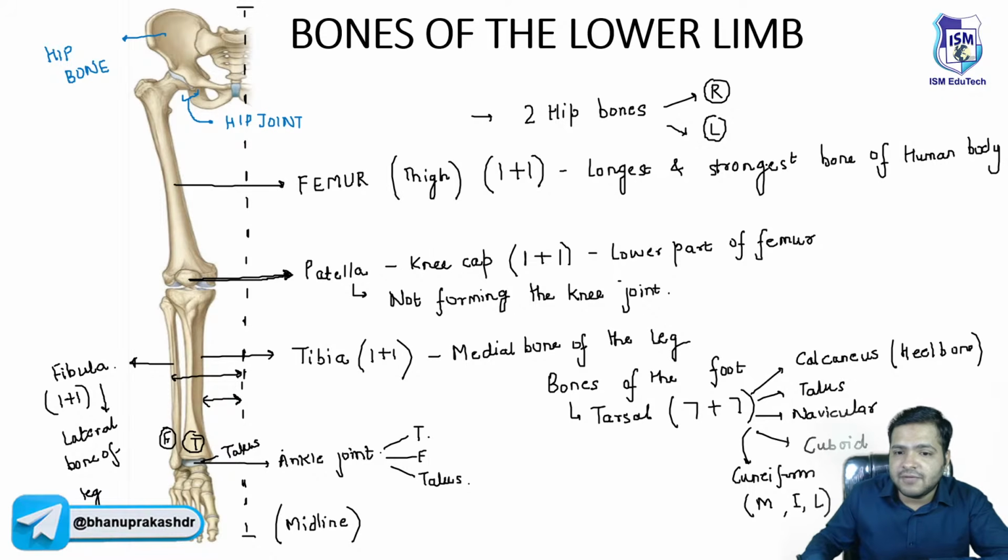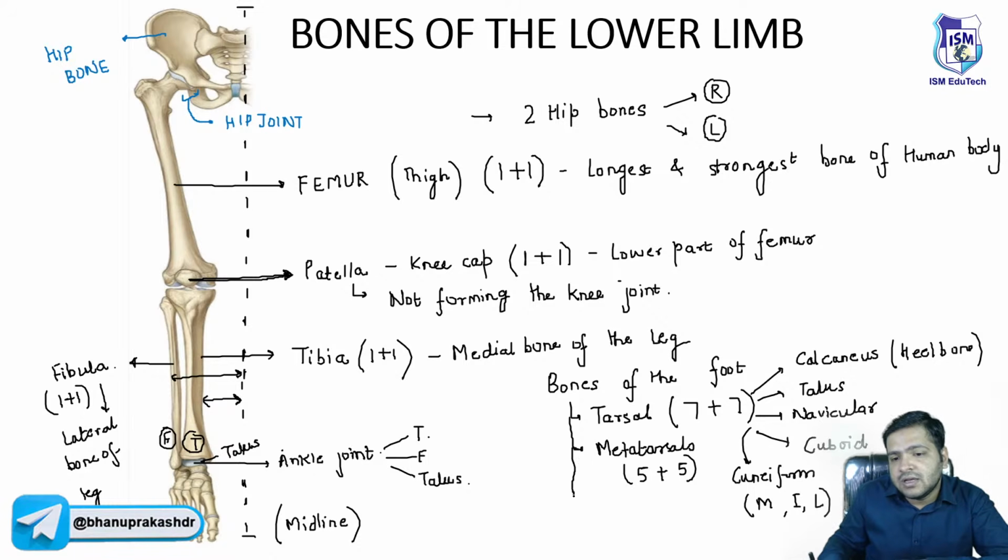So yes, we have tarsals. We have metatarsals, and these metatarsals are 5 plus 5, right? 5 in the right foot and 5 in the left foot. And then we have the phalanges, and phalanges are 14 plus 14.